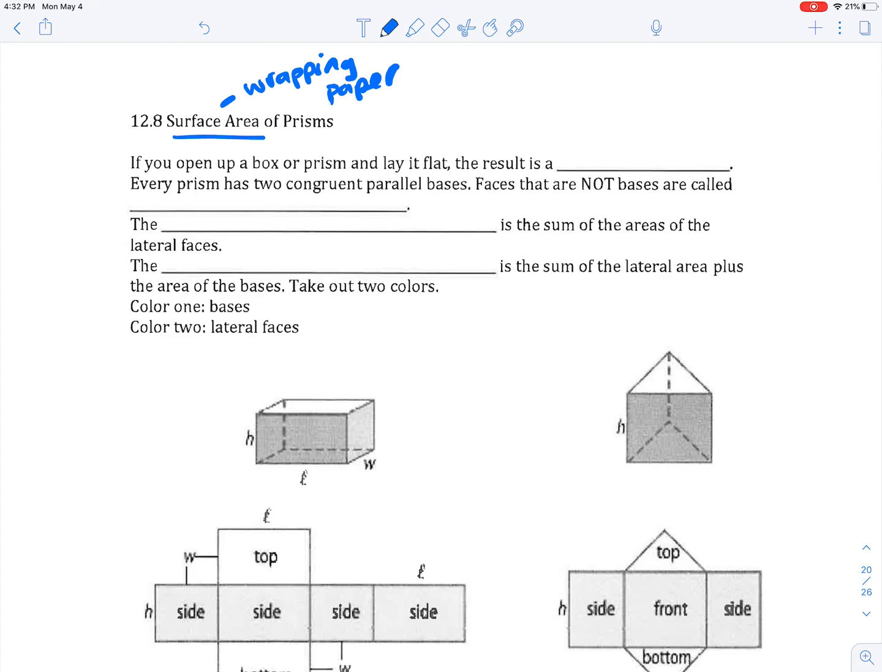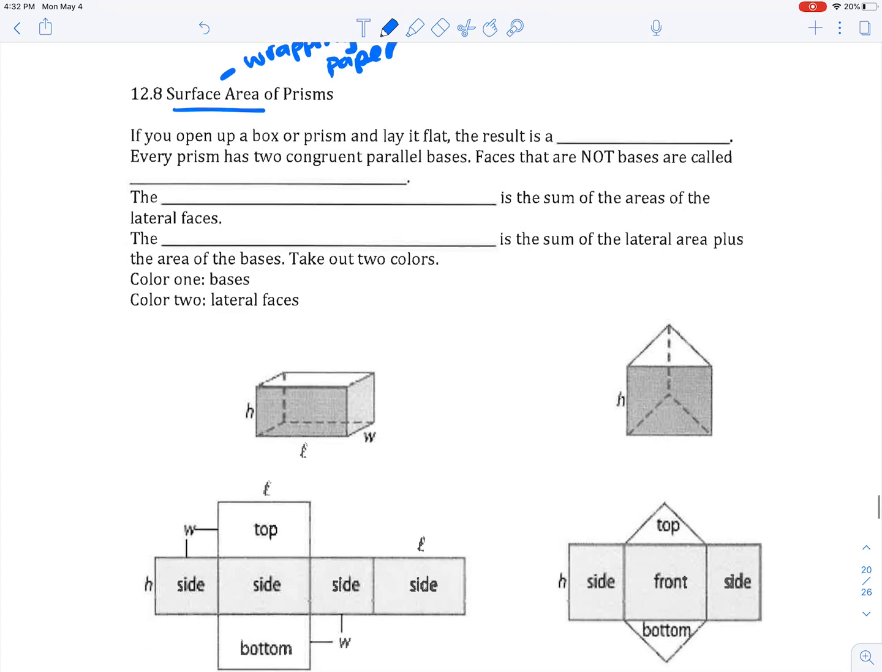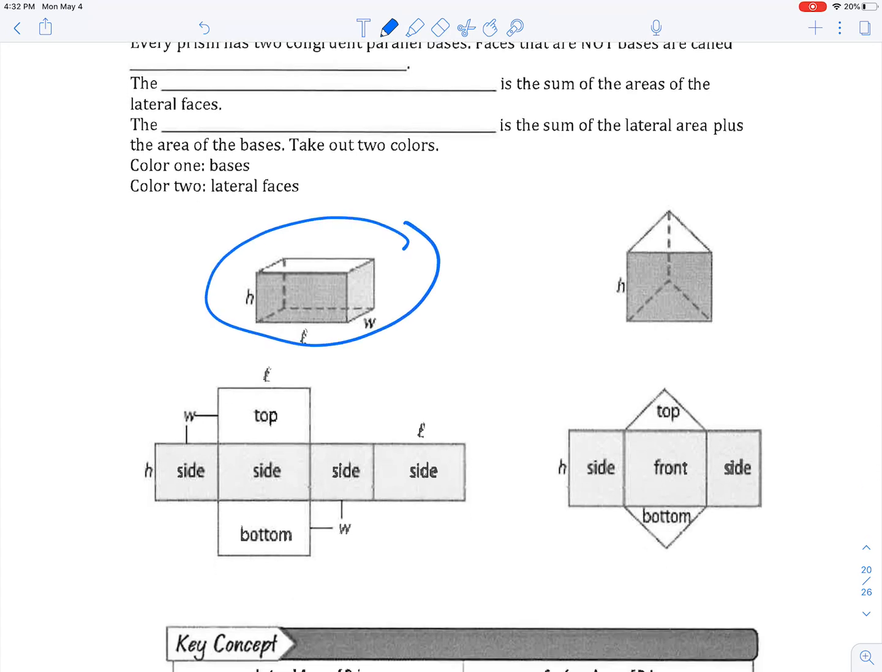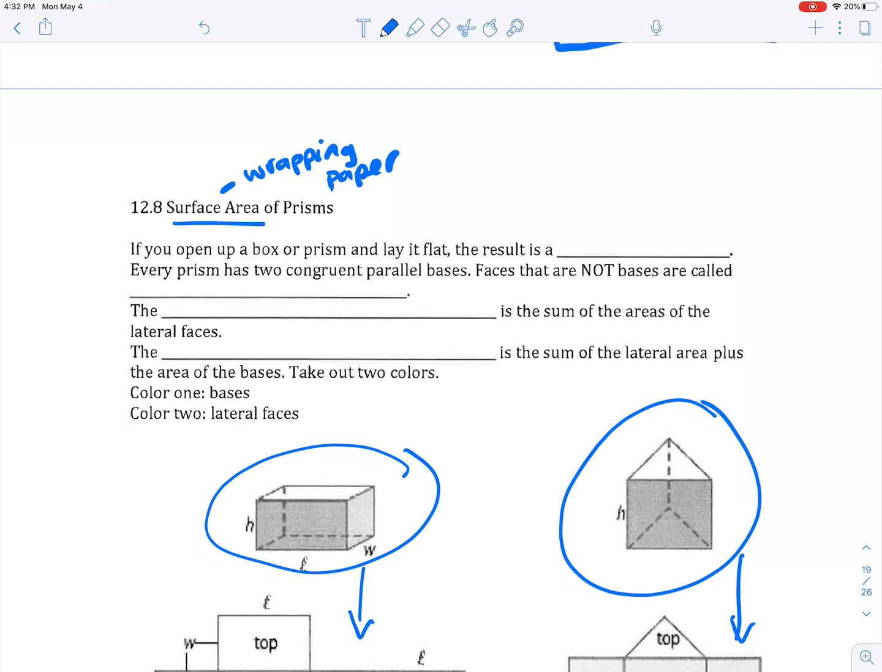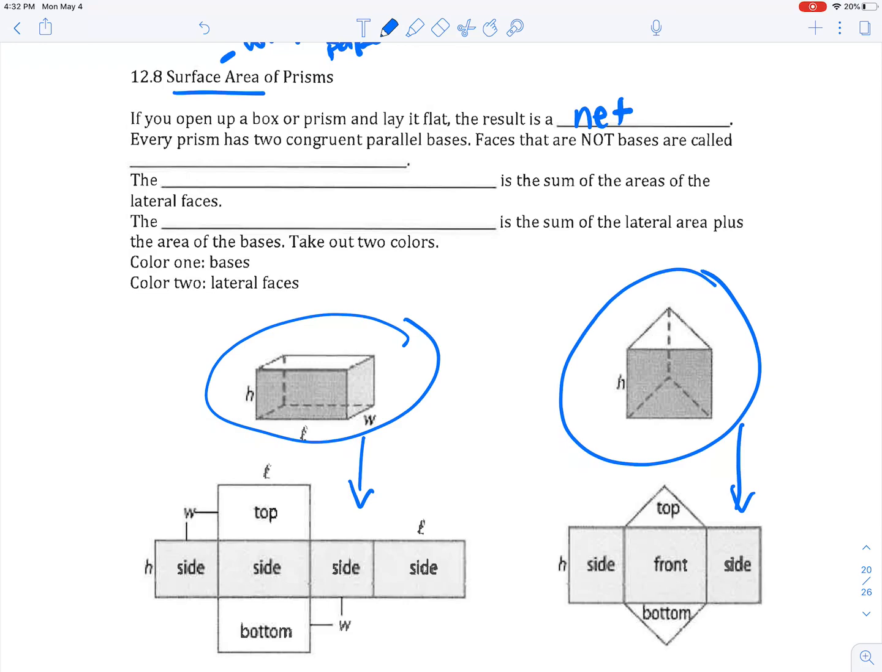If you open a box or a prism and you lay it flat, kind of like seen here, opening this prism gives me this. Opening those prisms gives me a result of what's called a net. So we have a net of first a rectangular prism, and then second a net of a triangular prism. Every prism, remember, has two congruent parallel bases. Faces that are not the bases are called the lateral faces.